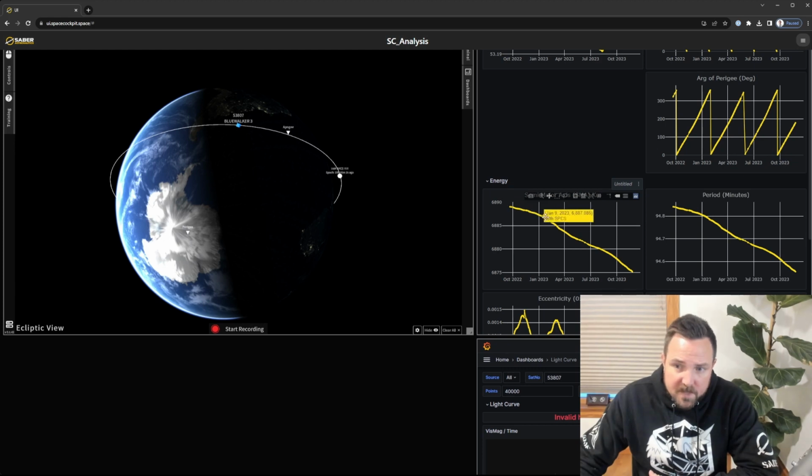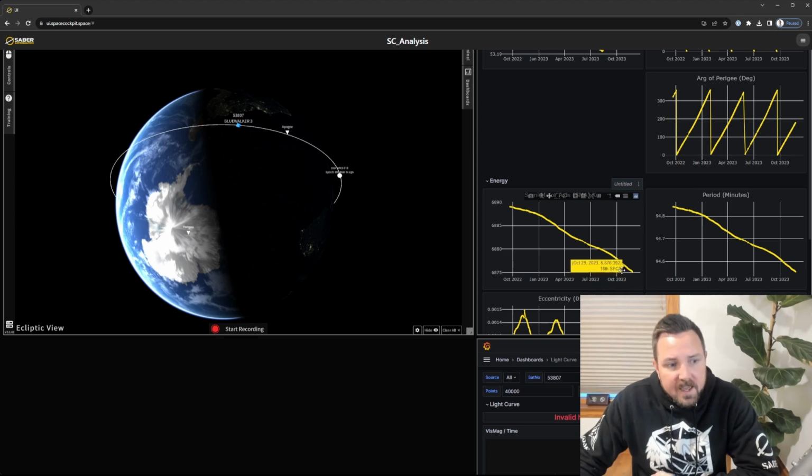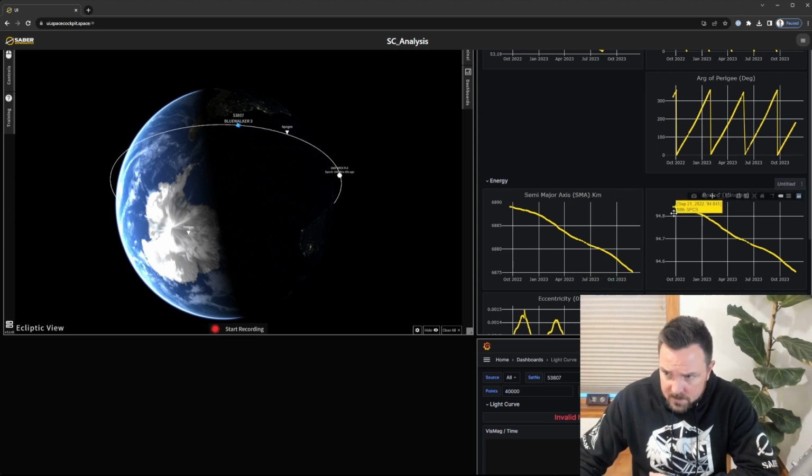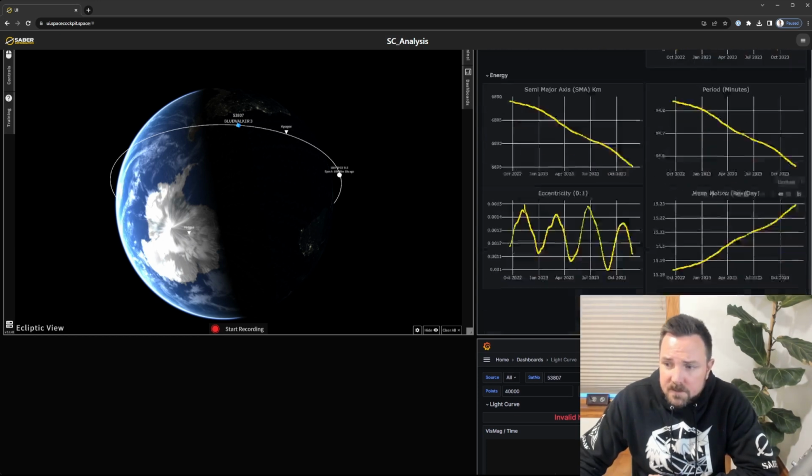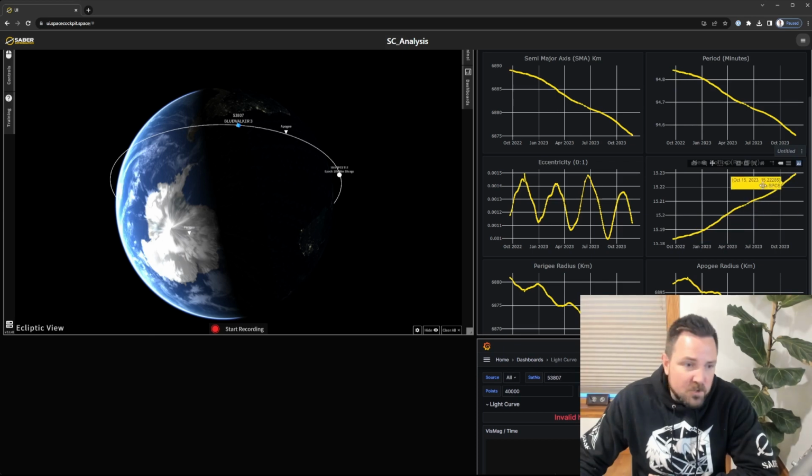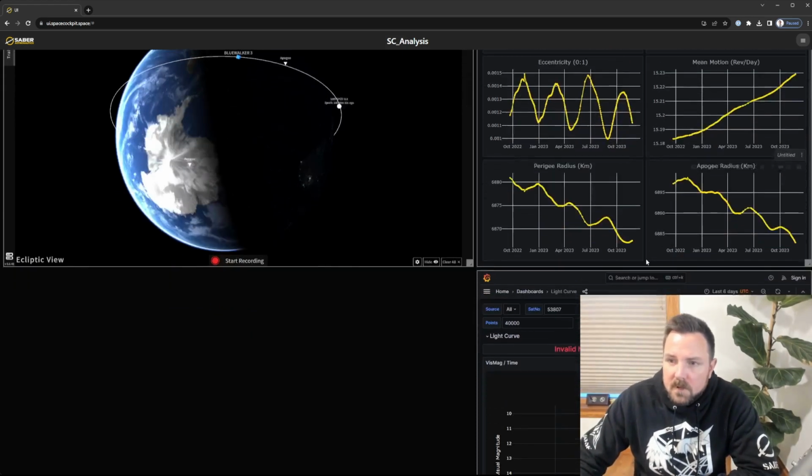If we take a look at our semi-major axis, we can see that we're slowly starting to deorbit as well. So the drag on the satellite is pulling it down to a lower orbit, which is decreasing the orbital period. It's decreasing the semi-major axis, and it's increasing the mean motion. So we're getting more revolutions per day. You can see here that plays out in both the apogee and perigee, both decreasing.